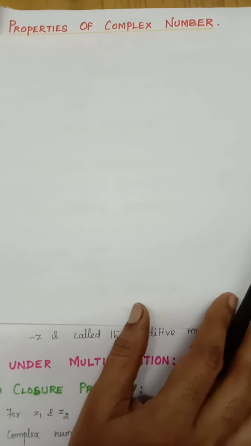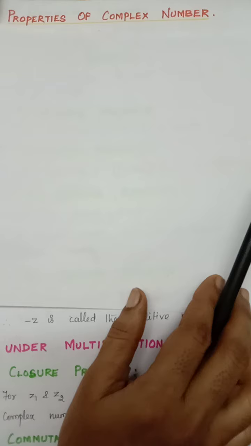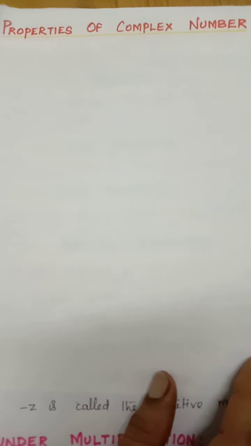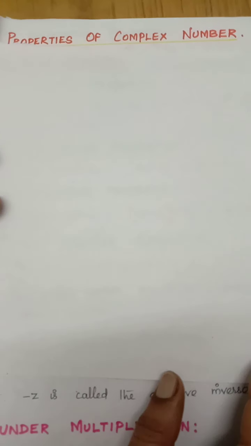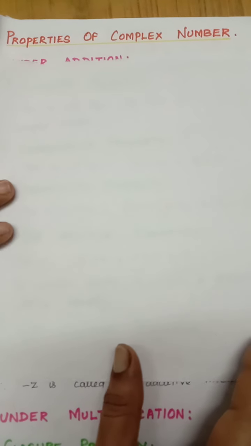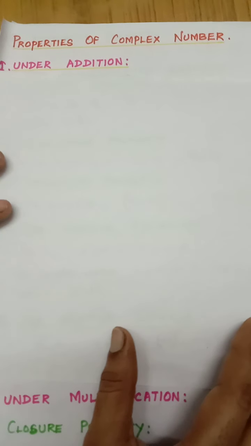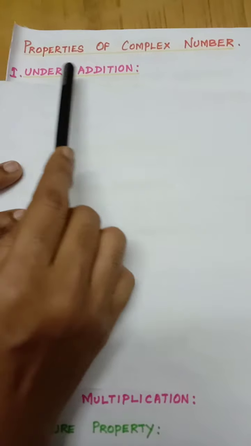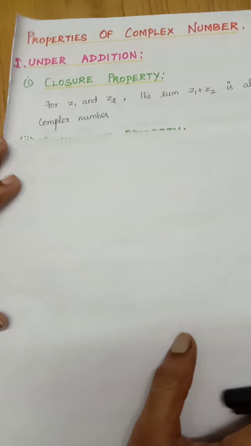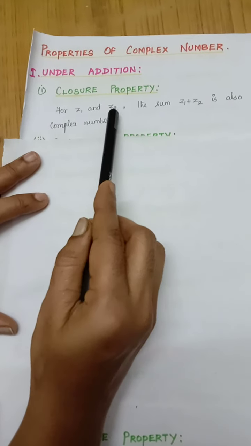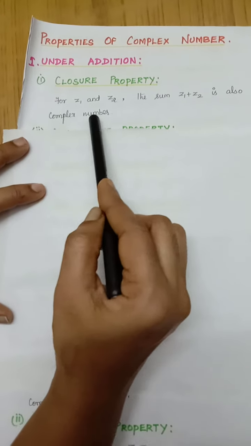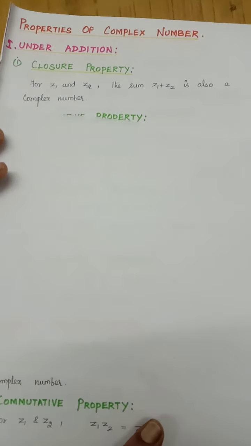In the previous class we have seen the algebraic operations on complex numbers. Now we are going to see the properties of complex numbers. The complex numbers satisfy some properties under addition and multiplication. First, the properties under addition. The first property is the closure property. For z1 and z2, the sum z1 plus z2 is also a complex number. That is the closure property.